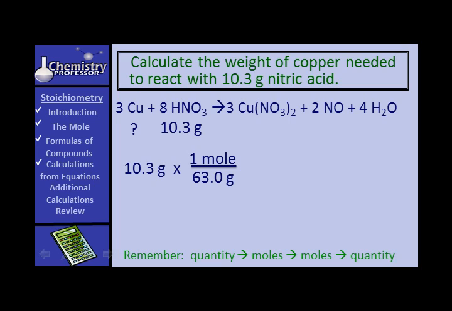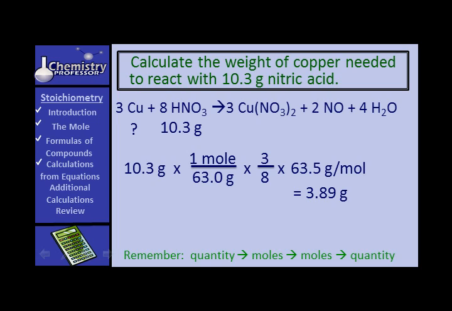Now we're at moles of nitric acid. Let's go to moles of copper, and it is a 3 to 8 mole ratio. Now we are at moles of copper. We exit on the quantity of copper by multiplying by 63.5 grams per mole, which is the gram atomic weight of copper. And this is going to give us 3.89 grams as our answer.